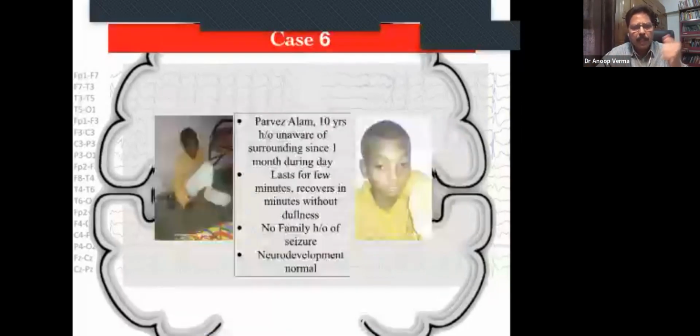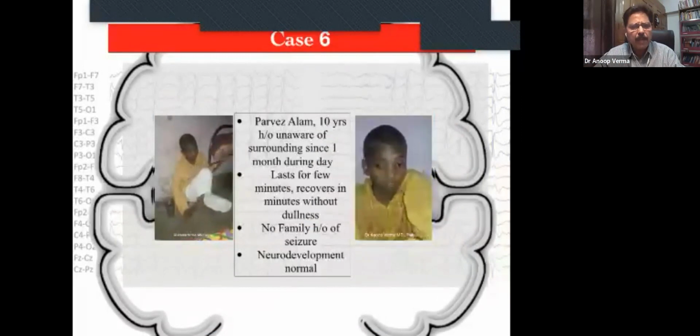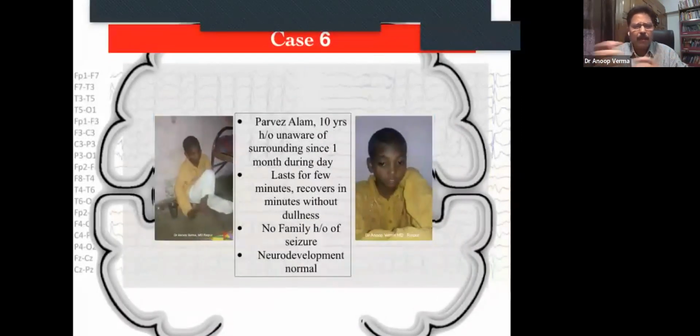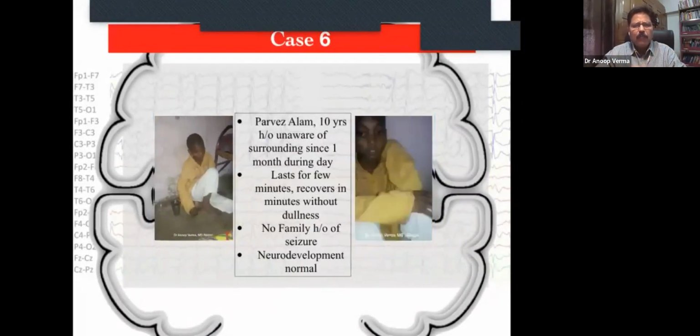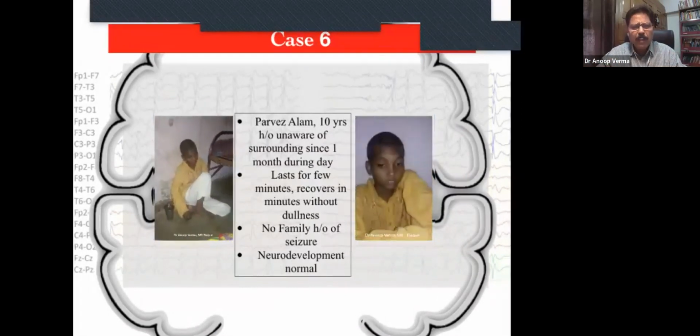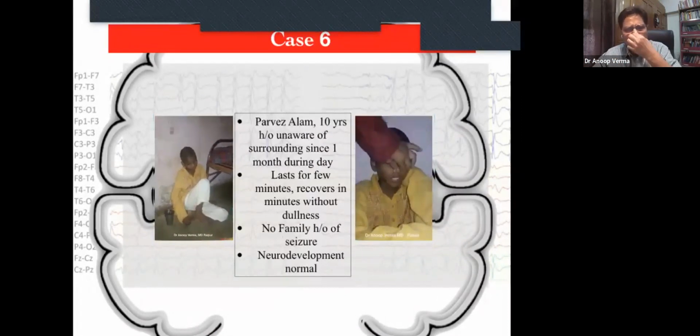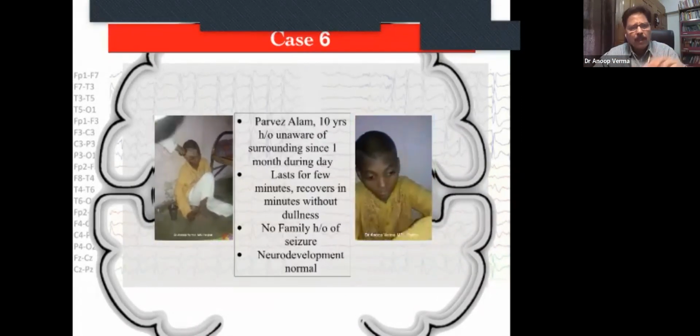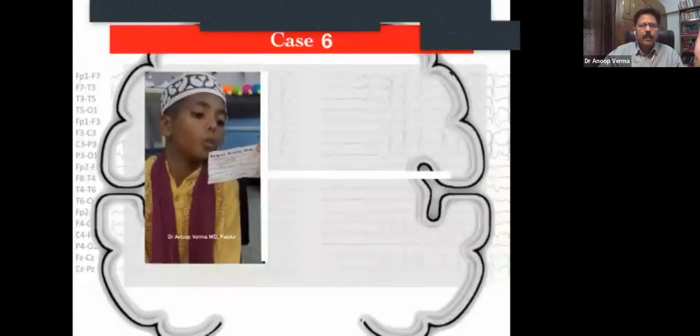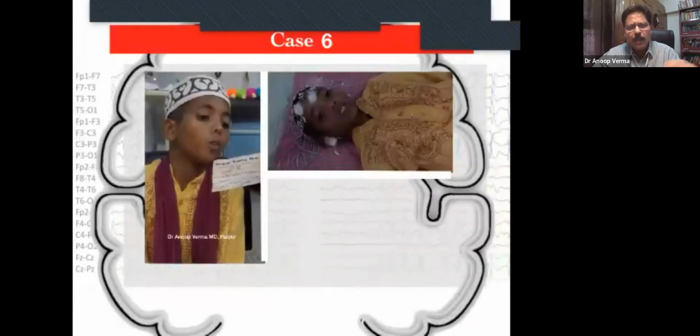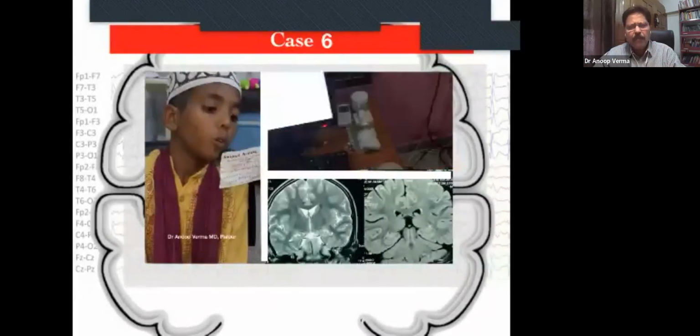You can see, here is another patient who is having a behavioral arrest, for a few months, lasting for a few minutes, though no family history of seizure. The neurodevelopment of the child was normal, and he used to be awakened by pinching. Hyperventilation was done, no clue was there, and MRI reveals nothing.